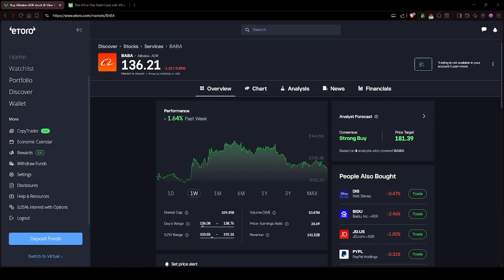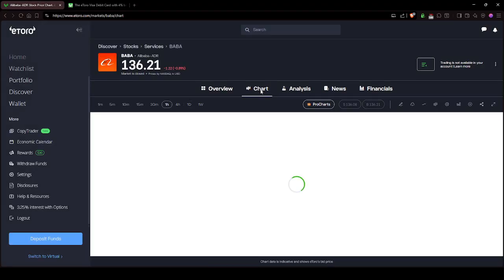To activate contracts for difference or CFD trading in eToro, the first step is to log in to your eToro account. If you do not have an account, you will need to create one by following the registration process on the eToro website. Once logged in, navigate to the main trading interface. Next, click on the Trade Markets section to view various assets you can trade.